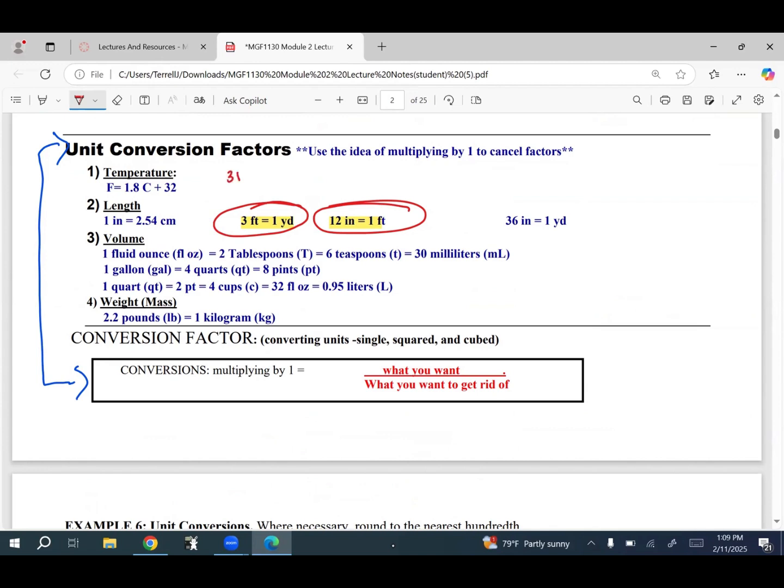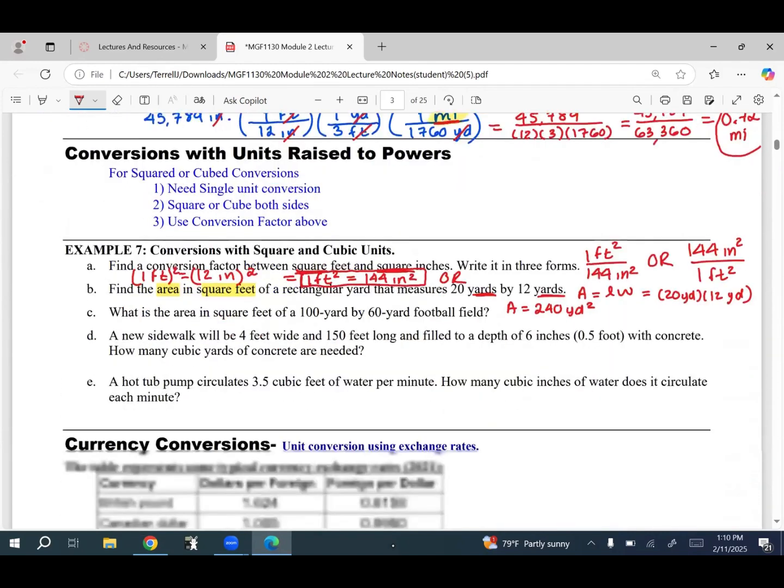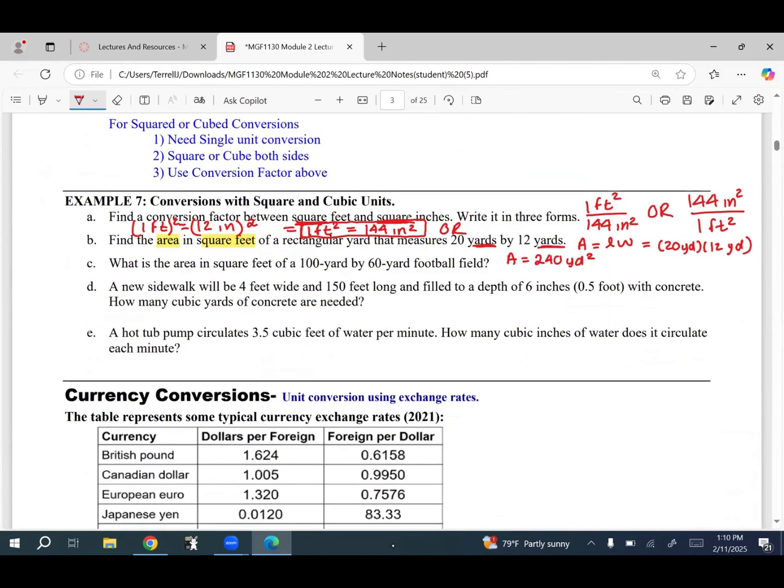If I want it to be squared, I square this and I square this. When I say squared, you have to square the number and the unit. So in other words, 9 feet squared is 1 yard squared. That's the conversion I'm going to use here. So I'll write in here, remember 1 yard squared is 9 feet squared. We're going to use that.